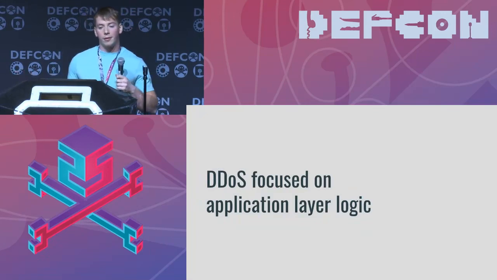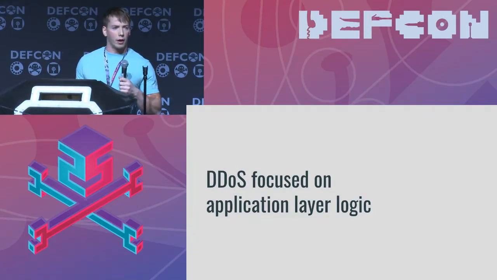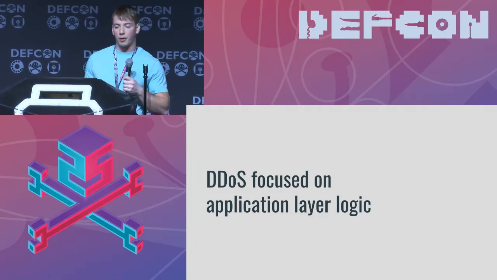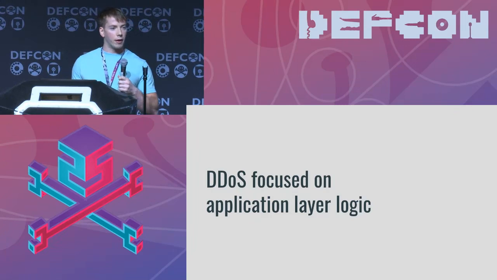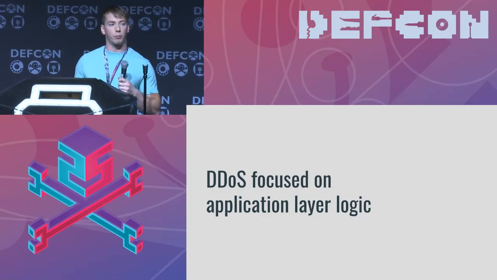Application denial of service is just a denial of service focused at the application layer logic. You've probably attended talks that focus on the network layer. You've probably heard terms like amplification attacks, et cetera. We've decided to focus on the application layer because we found that in certain circumstances, you can cause applications to become very unstable for a lot fewer requests.